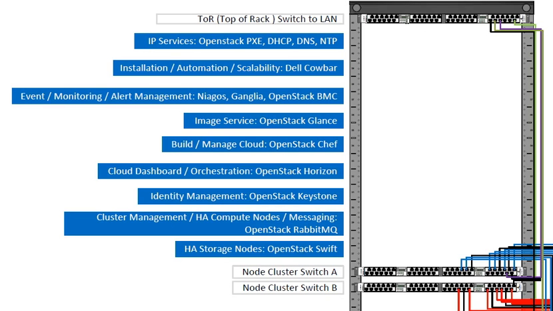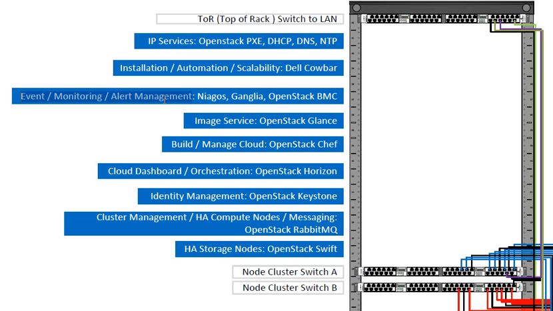Here we have, of course, at the top of the rack, your top of rack switch that uses your network, no big deal there, right? Then we have our IP services offered through our OpenStack environment. We're going to see things like PXE, DHCP, DNS, NTP, things of that nature. Installation, automation, and scalability are often offered by Dell Crowbar. Dell Crowbar does a lot of the automation related to OpenStack, and this is a great way to get that installation. Now, just as a note, Dell Crowbar works very well with the build and manage the cloud here under OpenStack Chef. And Chef basically makes the recipes that Crowbar delivers.